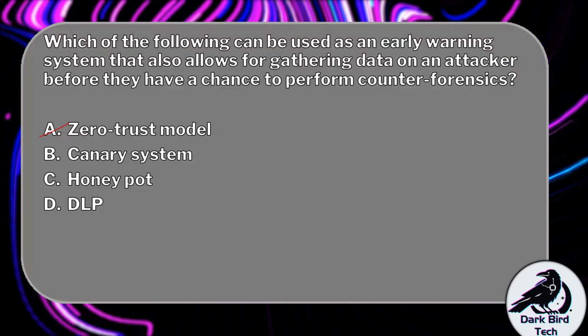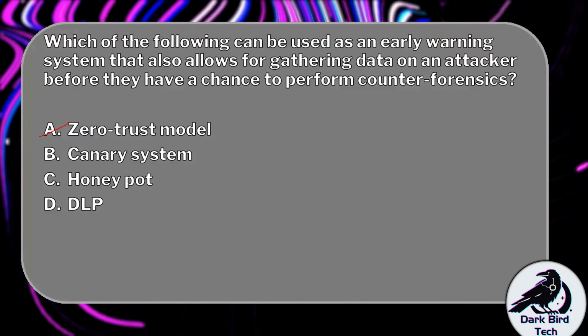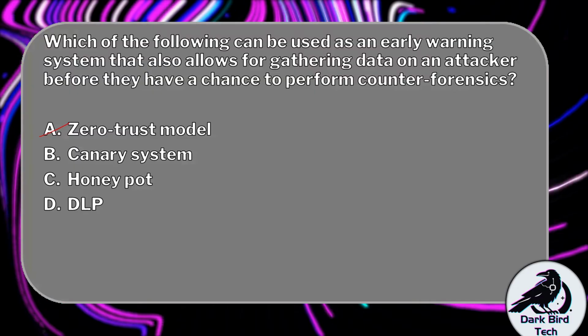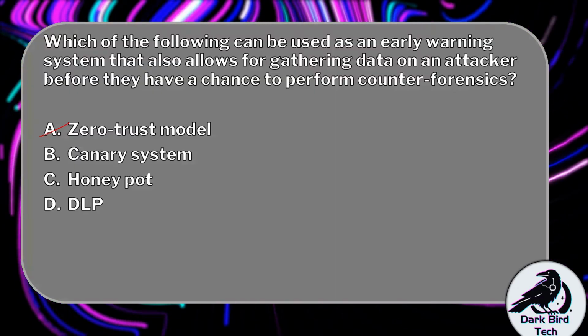Yeah, a canary system could act as an early warning for us, so I'm going to leave it there. But then again, so can a honeypot as well. So those two options, we're probably going to have to dig deeper and figure out what we got going on here. And then a DLP system.